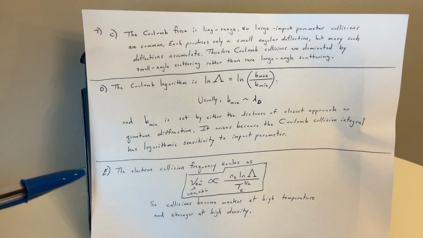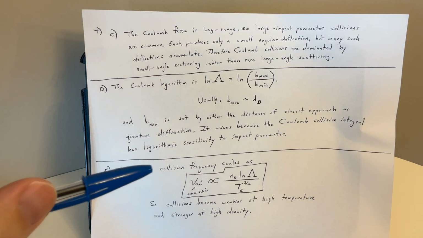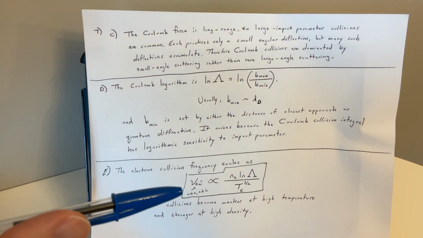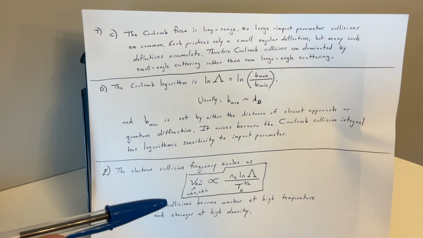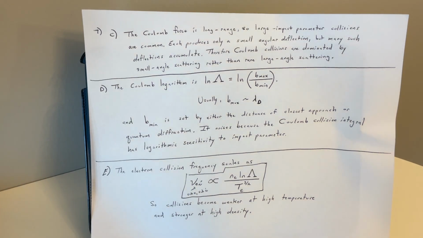And letter E: estimate the electron collision frequency scaling with temperature and density. So the electron collision frequency scales like this: nu sub ei, I'm sorry, that's nu. I always do this, especially if I'm reading fast. I always wind up reading things in terms of the English alphabet instead of the Greek alphabet. My apologies, user error.